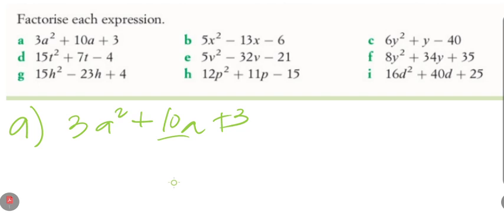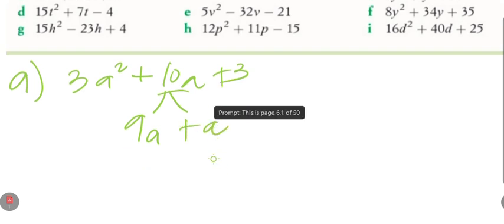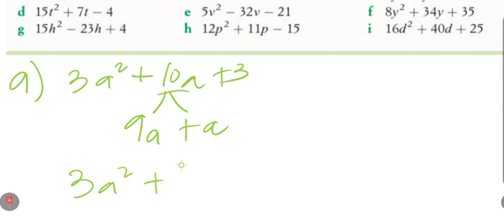Now, moving on, we're going to write out 10 as the split for the middle term. So we're going to have 9a, and the other one would be a. Now we're going to factor this by grouping. So let's write it down as 3a squared plus 9a plus a plus 3.